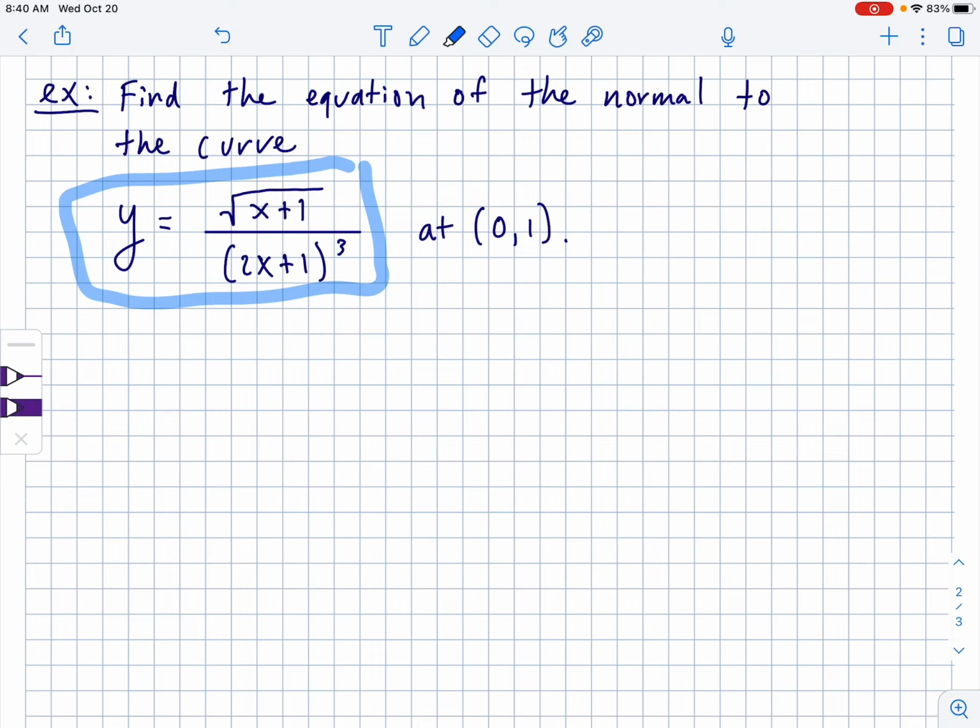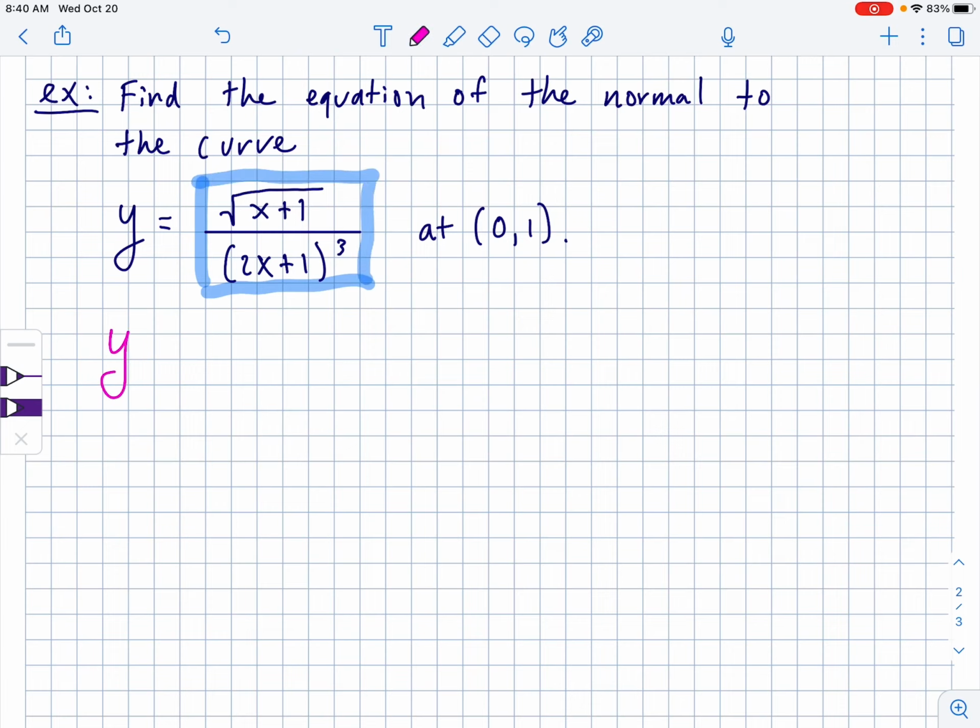Okay. Find the equation of the normal to the curve, where the curve is this, and then we're going to figure out the equation of the normal at the point 0, 1. It's nice that they gave us a point and not just an x value, because if they gave us just the x value, we usually plug it into the master equation to figure out the coordinate that it goes through, but that part's already done.